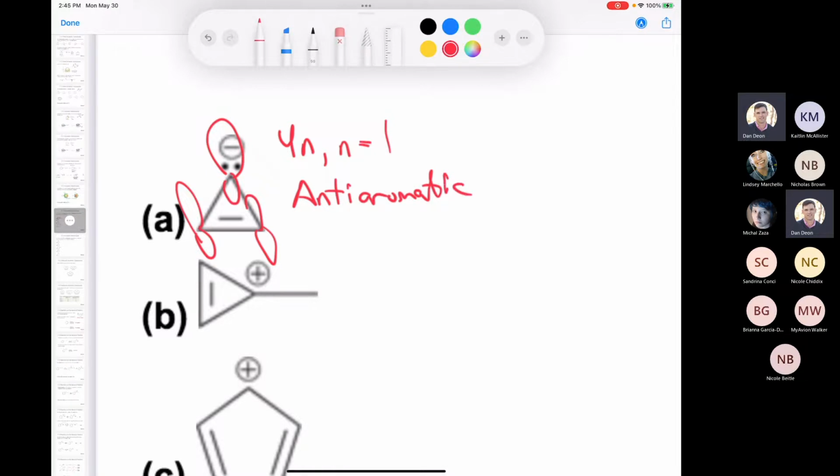Whereas here, in the next compound, we have the cyclopropenyl cation. Now, if we have our sp2 hybridized carbon here, and we have another one here and another one here, then these orbitals all overlap. We have a continuously overlapping system of p orbitals. But now we have a 4n plus 2, where n is equal to 0, because we have the 2 pi electrons. And so this compound would be aromatic.